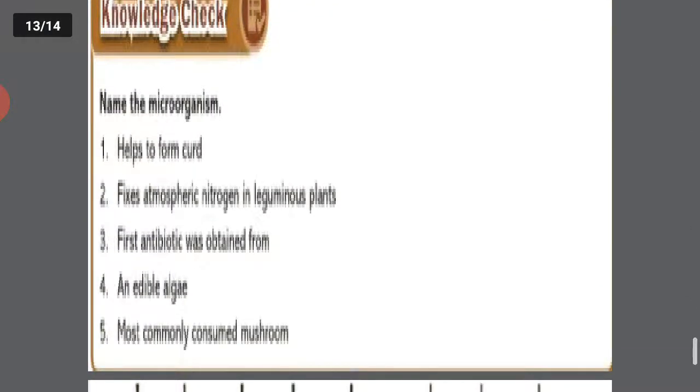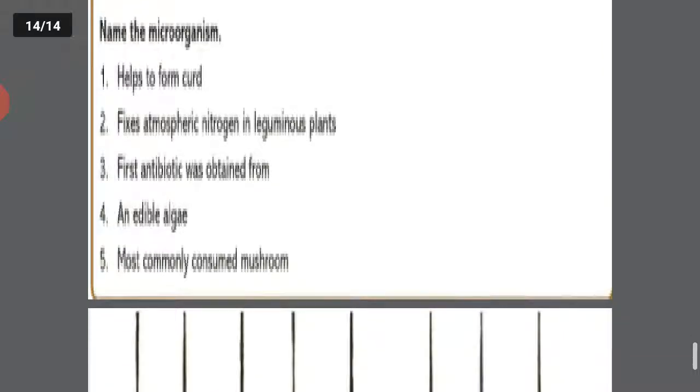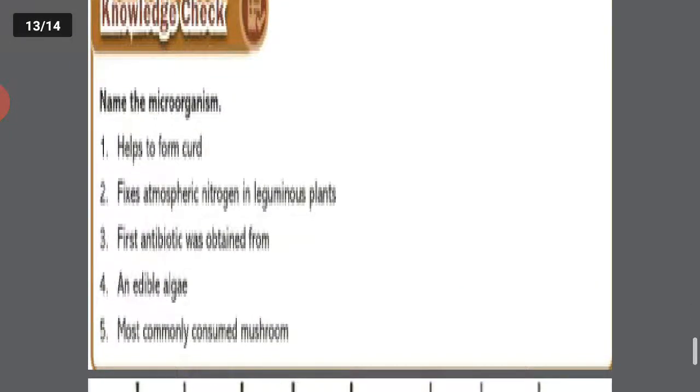So you can name the microorganism that helps to form curd. It is lactobacillus. The bacteria that fix atmospheric nitrogen in leguminous plants is rhizobium. The first antibiotic was obtained from an edible alga. Mushroom is also there, the most commonly consumed mushroom, as we discussed in the earlier slides. So also find out from there.